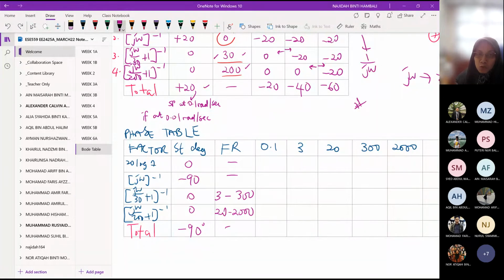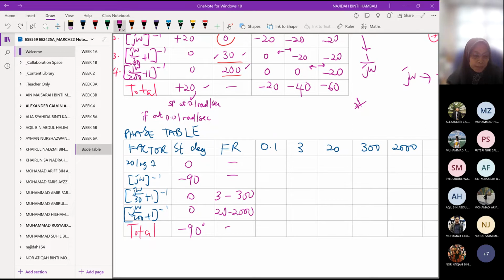Okay, the next one, theory number 7. As I mentioned before, only within the frequency range does it have a non-zero slope. For theory number 7, what is the value of the phase slope? Negative 45. Very good. Thank you, Rushaidi. Negative 45 degrees per decade, only within the frequency range.